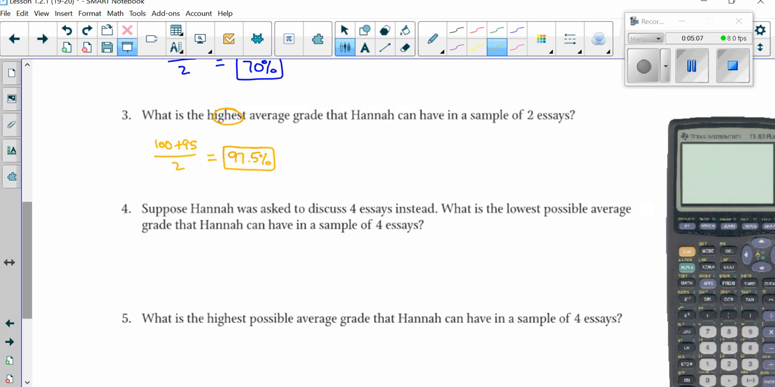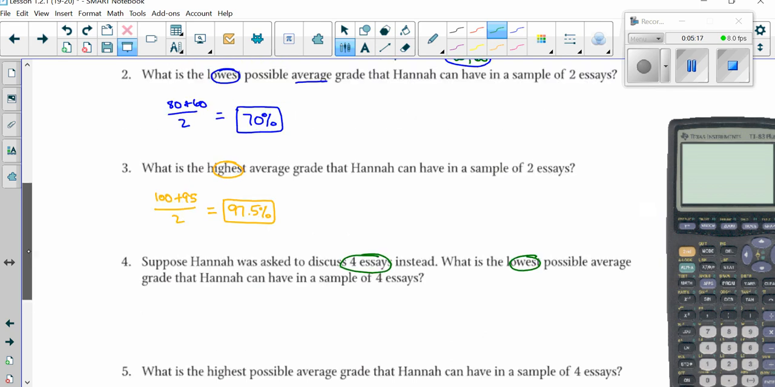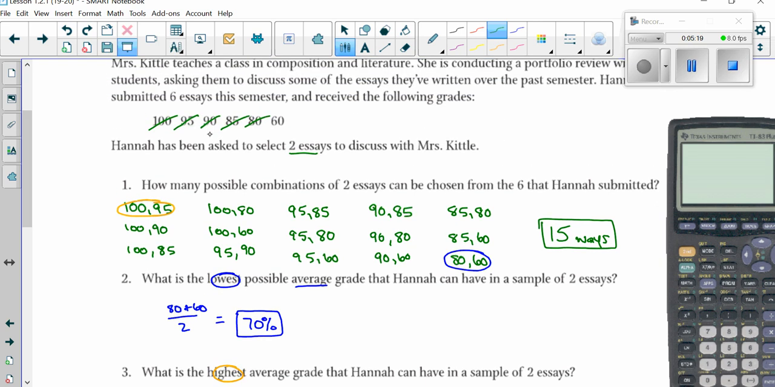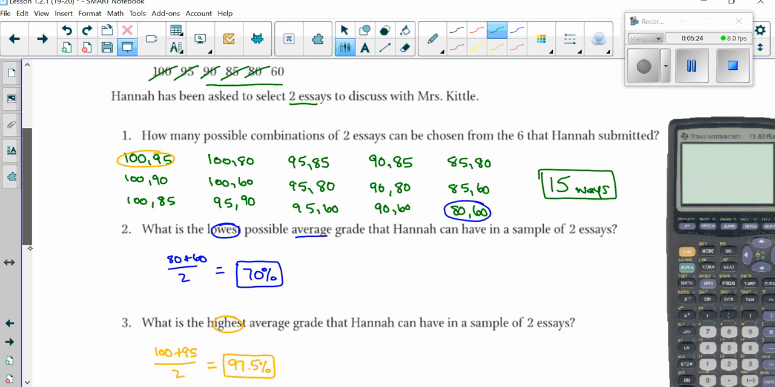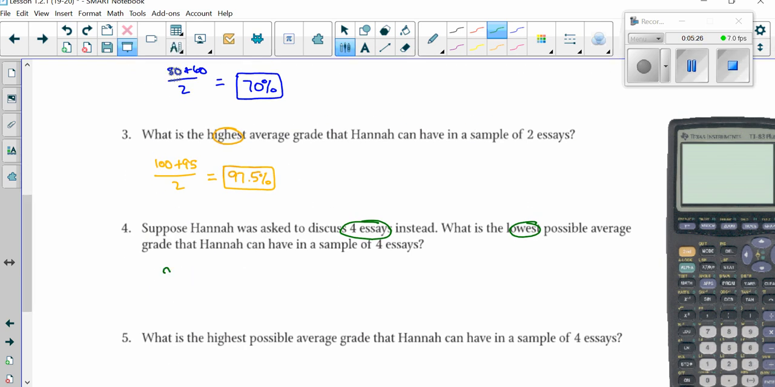Suppose that Hannah was asked to discuss four essays instead, so we're switching it to four. What is the lowest possible average that Hannah can have in a sample of four essays? So lowest possible, if she has four, just means that we would take all four of her lowest scores. So 90, 85, 80, and then her lowest score of 60.